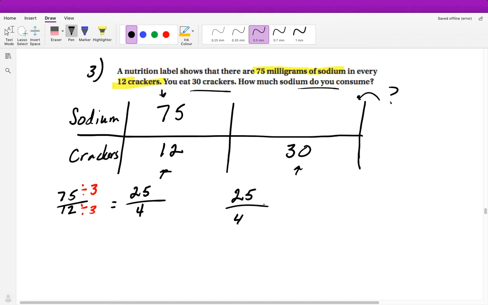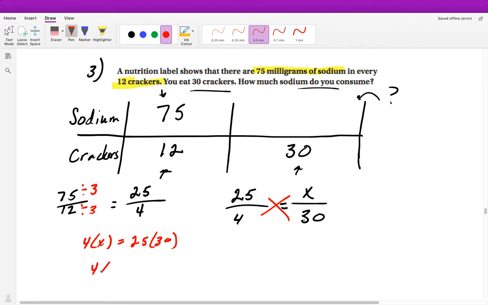So I will then create my ratio. 25 over 4 is equal to, well, I don't know how much sodium I have, but I do know how many crackers. So it's going to be x over 30. I'm going to cross multiply to solve for this. So we would then have 4 times x is equal to 25 times 30. Let's multiply 25 times 30 off to the side. So we get 0, 0. We're now going to put another 0 here because we're moving to the next place value. 3 times 5 gives me 15. 3 times 2 plus 1 gives me 7. So that gives me 750. So I know that 4x is then equal to 750.